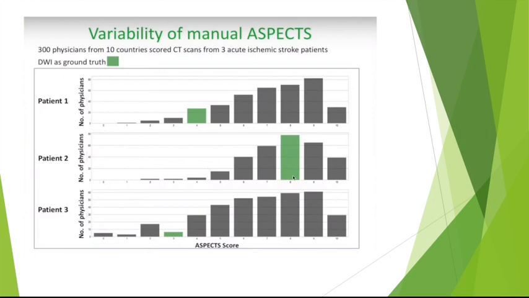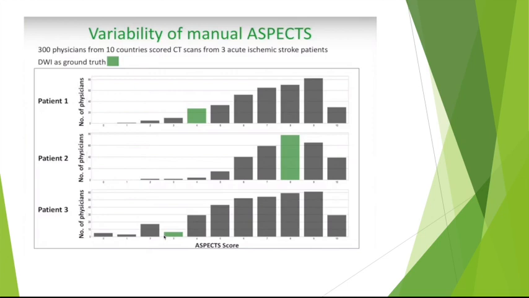Similarly, in this patient, you can see that the actual ASPECT score is 8, but once again, about 80 out of the 300 physicians said that the ASPECT score is 8, which was the correct answer, but some said that it is 10. A very tiny proportion of physicians said that it is 2, meaning that they consider the stroke to be much bigger than it actually was.